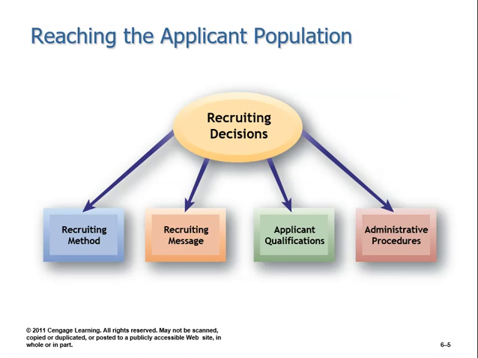You want to understand what message you're going to have in your recruiting. So you want it to appeal to the people, but you also want it to be honest. The qualifications of people who should be applying for the job, what level of education, how many years of experience, what knowledge, skills, and abilities they should have, and then the administrative procedures that a person has to follow once they've applied for the job.